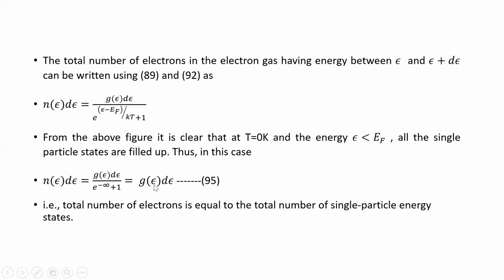And this is a very reasonable result because we just now said that for E less than EF, all the energy states are filled up with 1 electron. So NED will be equal to GED. Number of electrons will be equal to number of energy states because each energy state is occupied with a single electron. So the total number of electrons is equal to the total number of single particle energy states when E is less than EF and T is equal to 0 Kelvin.